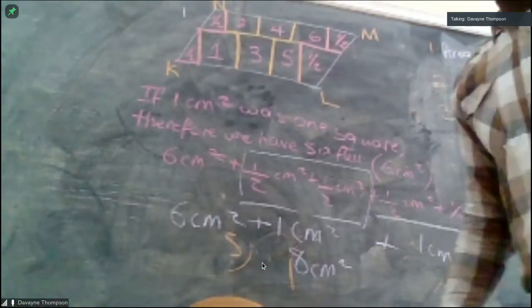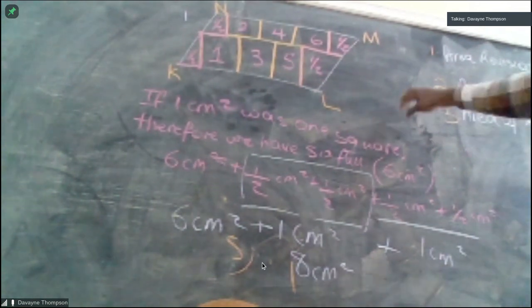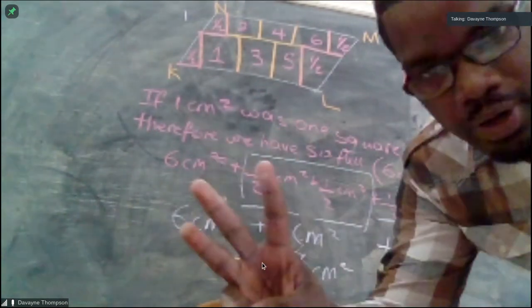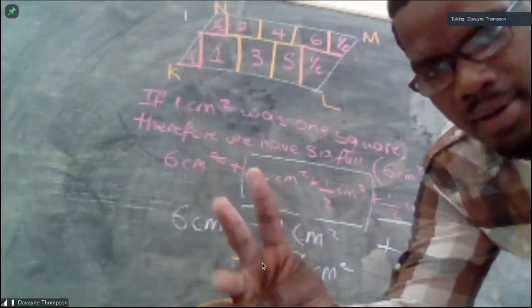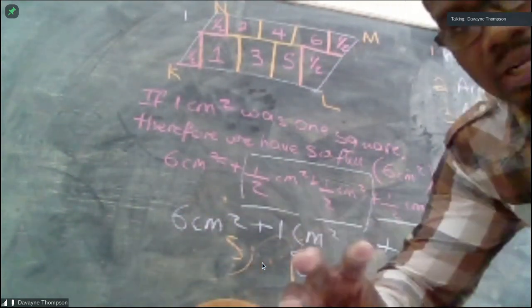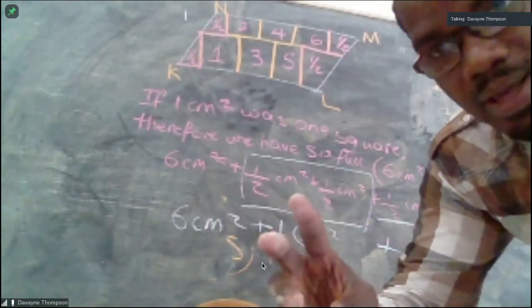Any questions? No, sir. So what are we doing? Area of a parallelogram. This is area of a parallelogram revision. What I taught you: 3 ways to get the area of a parallelogram. I taught you the formula, I taught you this method, and then I'm going to show you what we taught last, which was the rectangle method.